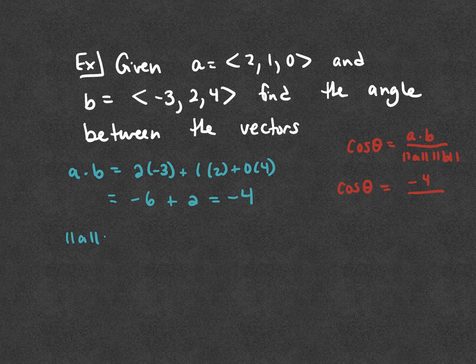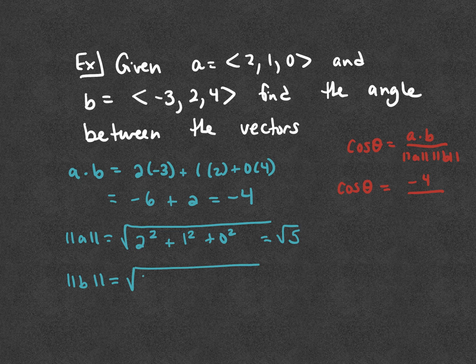And same thing we said, it's still the square root of the component squared, there's just 3 of them. So the magnitude of A is square root of 2 squared plus 1 squared plus 0 squared, which is square root of 5. The magnitude of B is going to be the square root, and with this -3, I'll make sure I put that in parentheses to make sure it gets positive. Is going to be (-3) squared plus 2 squared plus 4 squared, which is 9 plus 4 plus 16, which is 29. So this is square root of 29.